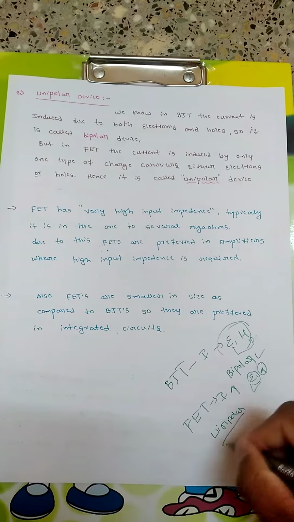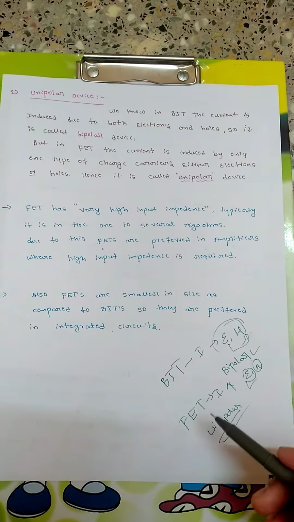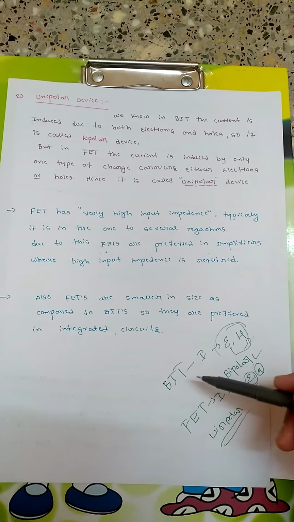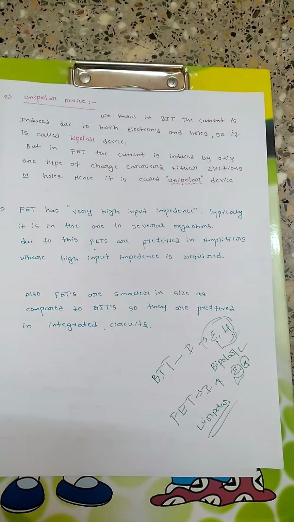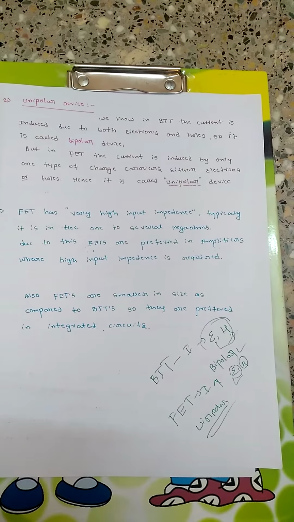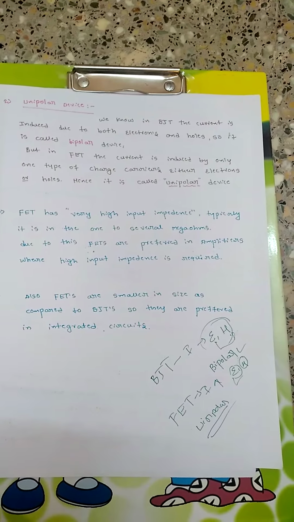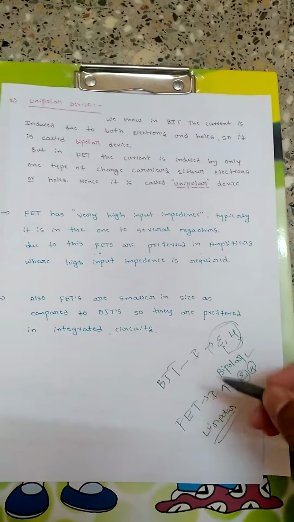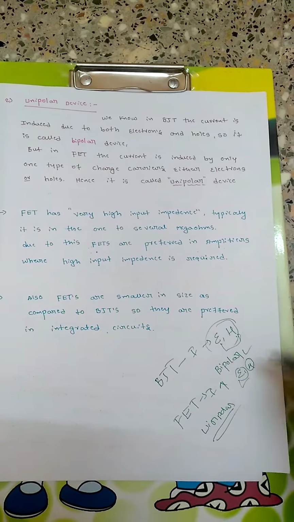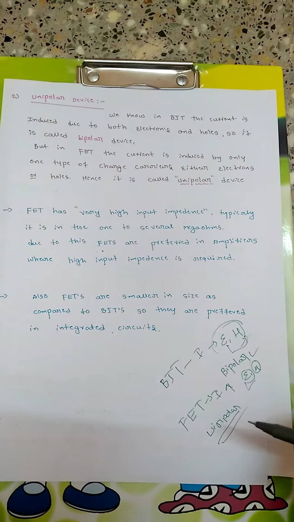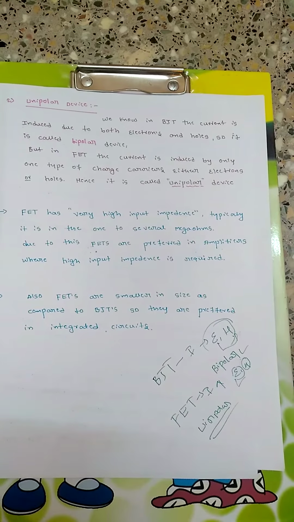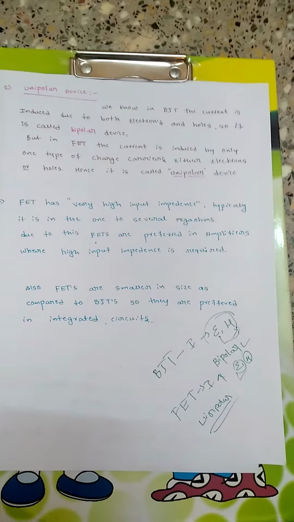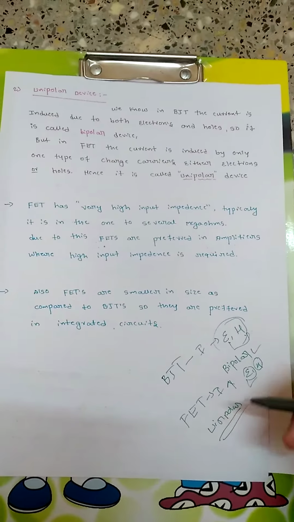So this is the unipolar device. So you got the difference. A BJT is a bipolar device where both the charge carriers are used for induction of current, that is electrons and holes. But a FET is a unipolar device where only either electrons or holes are used for inducing the current. So that's why it is called a unipolar device.